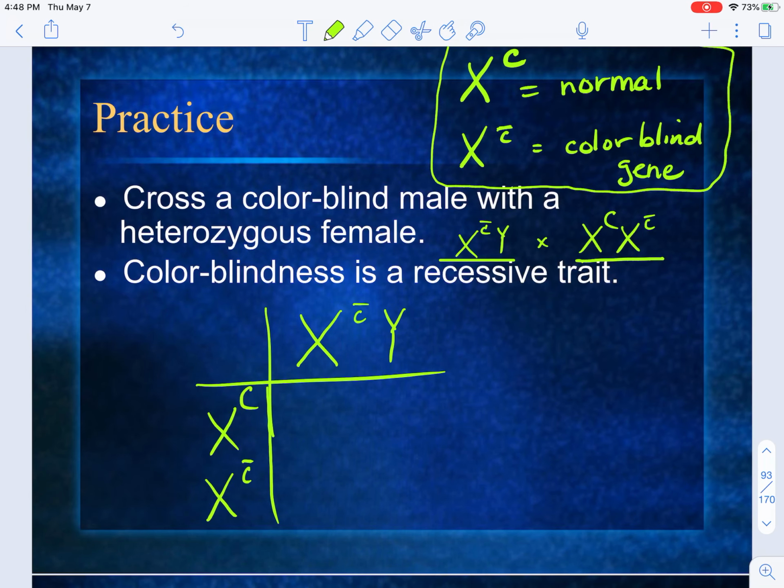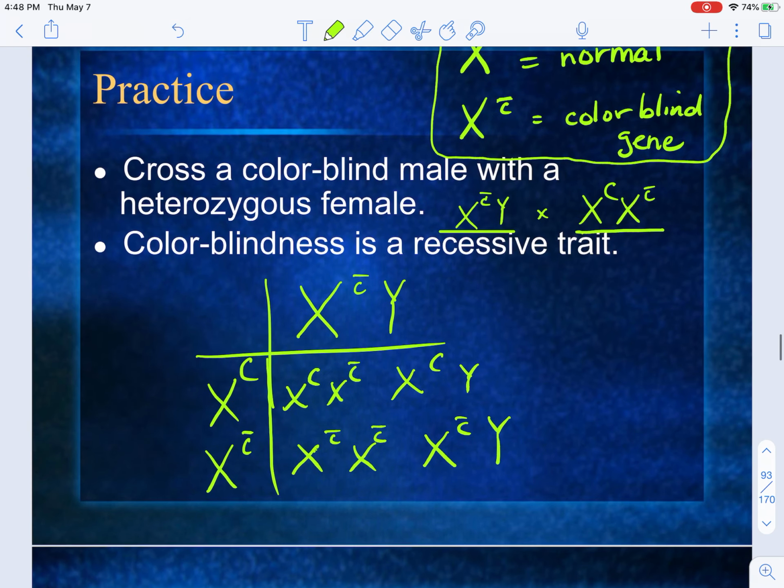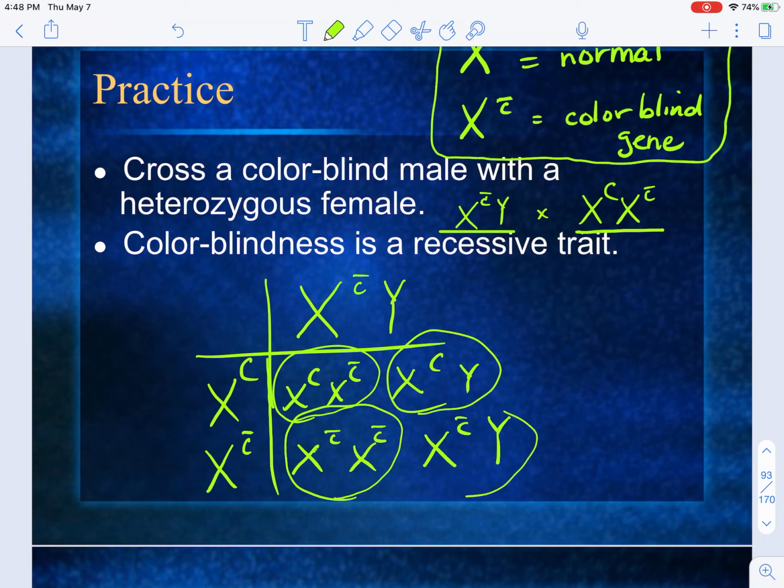So set up your cross. You guys can pause the video and give this a try. But basically, it's no different than what you've been doing before. And you can see where putting the little line over the C is helping to keep you organized as to what your offspring are here. And what you notice is that half of the girls can see regular and half of them are colorblind. And for the boys, half of them are regular vision and half of them are colorblind. So again, we have 4 different genotypes, and in this case, 4 different phenotypes as well.